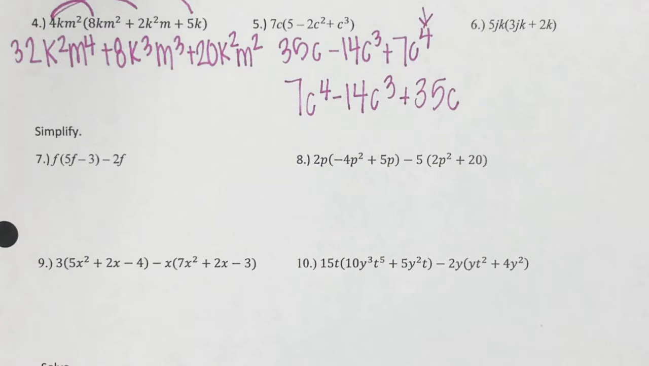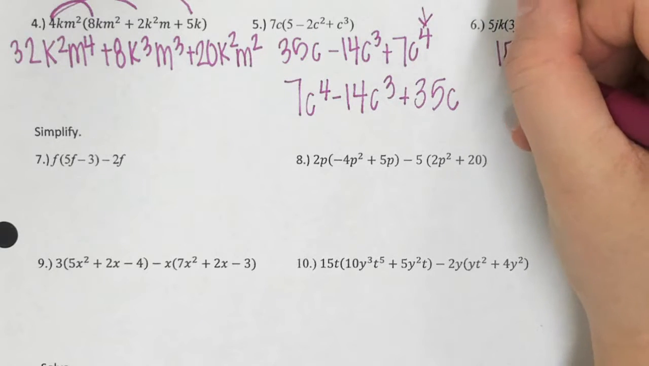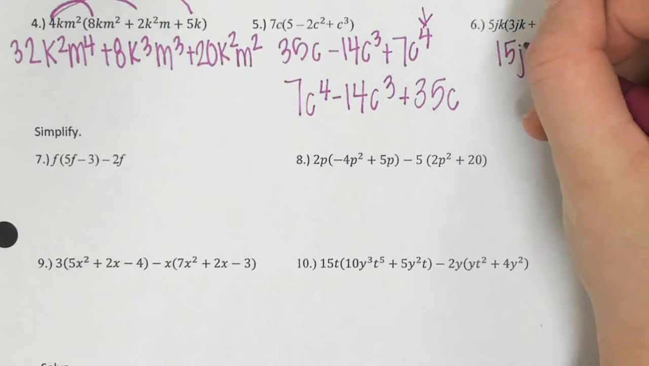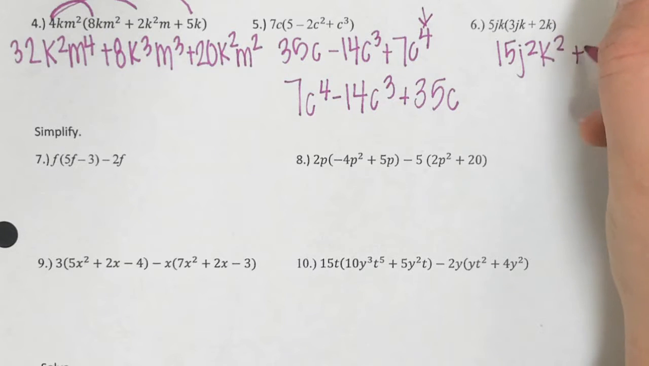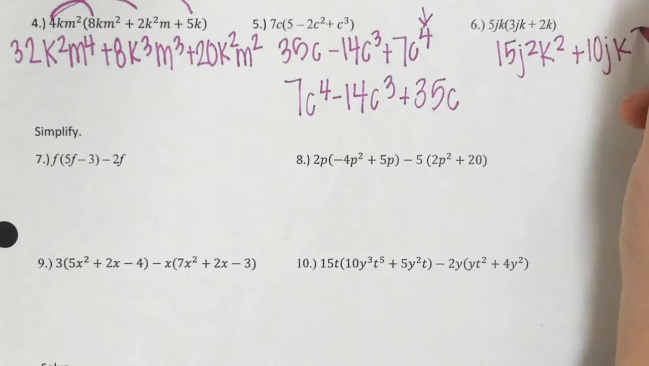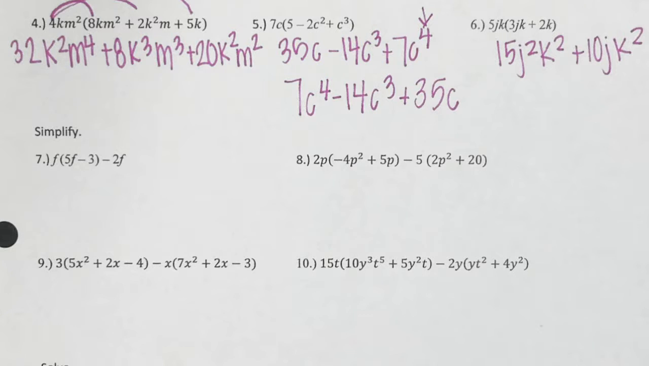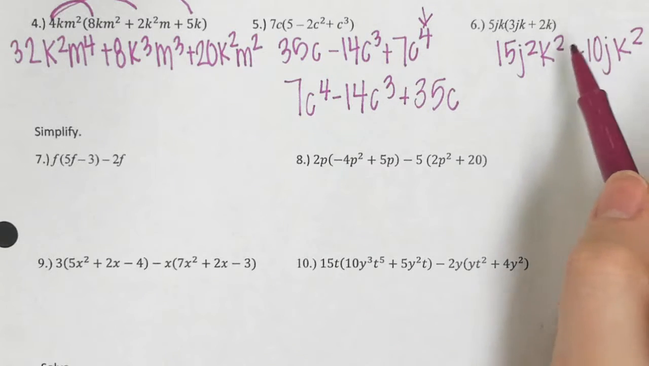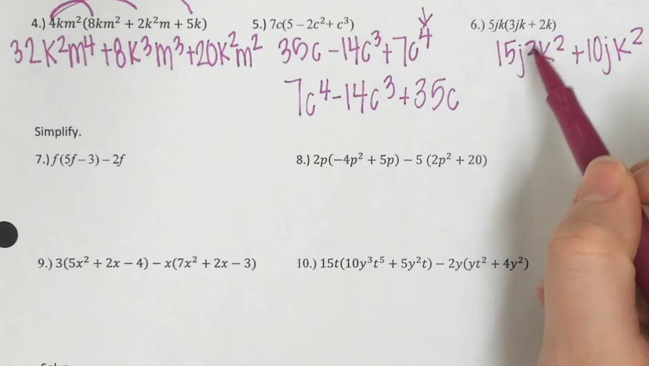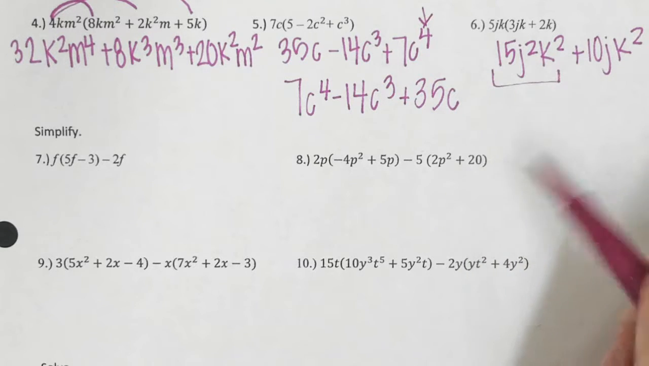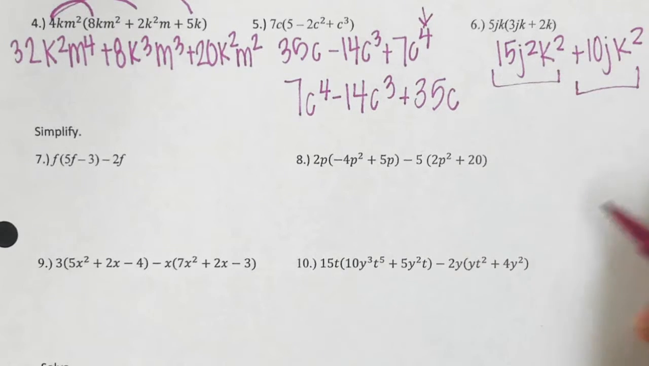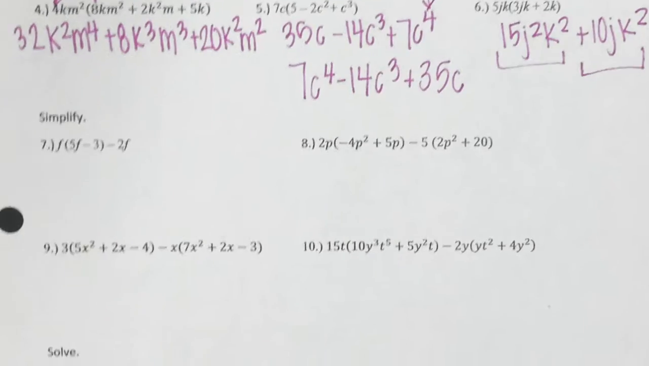Alright. Okay, the answer to number 6 was 15 J squared K squared plus 10 J K squared. Well, this one, remember to find the degree, you add them. So this one right here has a degree of 4. This one has a degree of 3.